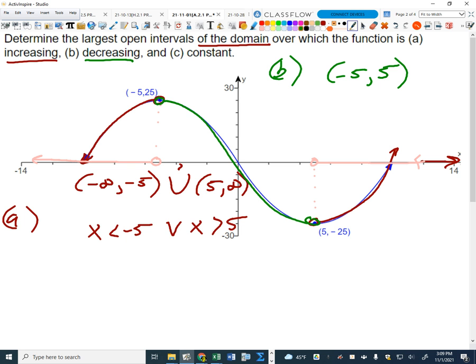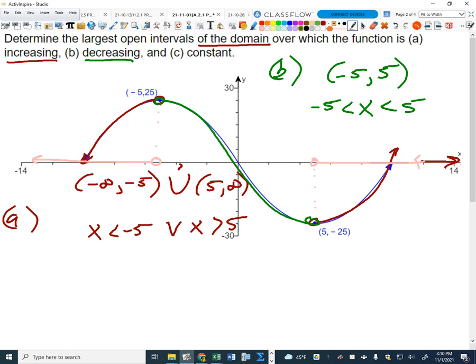And again, we're not including the endpoints, right? In the same way that 0 is neither negative nor positive, it's the transition between the two. It's the boundary. This point right here is the boundary between increasing and decreasing, and this is the boundary between decreasing and increasing. But at the point, you're doing neither one of those things. Make sense? Okay? How would I say that with x's? x greater than negative 5 and less than 5.